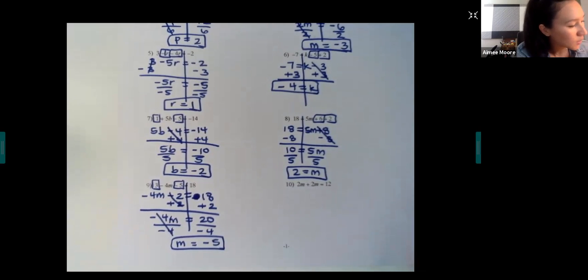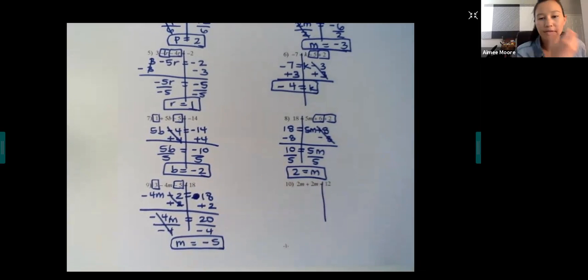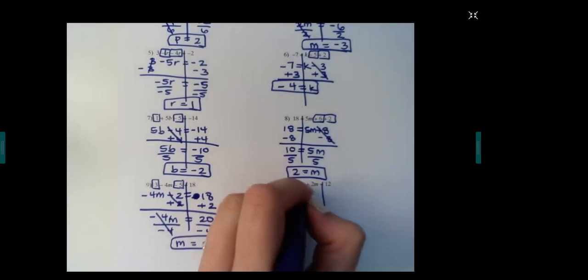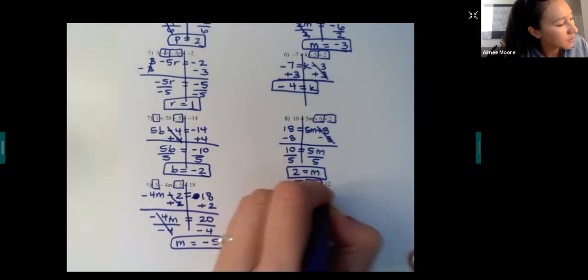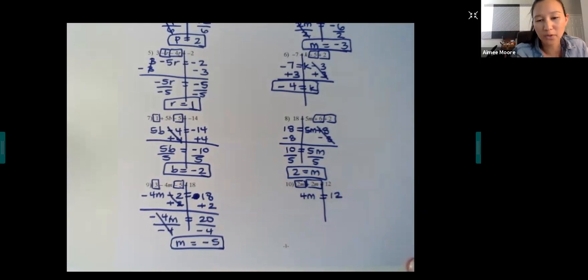Okay, and Amari, the last one, number 10. 2m plus 2m equals 12. What are my like terms? 2m and 2m. Excellent. And those combine to? 4m. So 4m equals 12. Then what, Amari? You subtracted by 4.